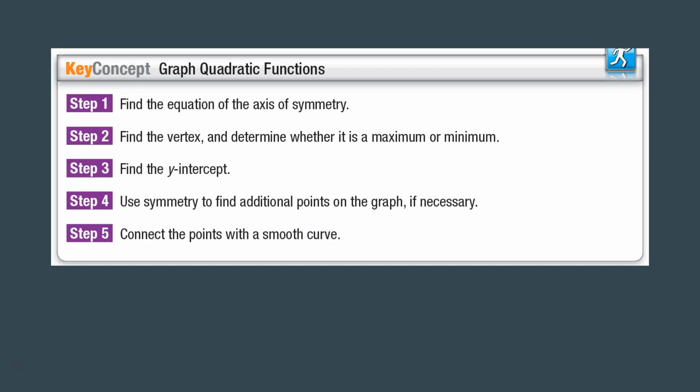Alright, so let's go over the steps real quick. Step 1 would be to find the equation of the axis of symmetry. Step 2, find the vertex and determine whether it is a maximum or minimum. Step 3, find the y-intercept. Step 4, use symmetry and find potential points on the graph if necessary. And step 5, connect the points with a smooth curve.